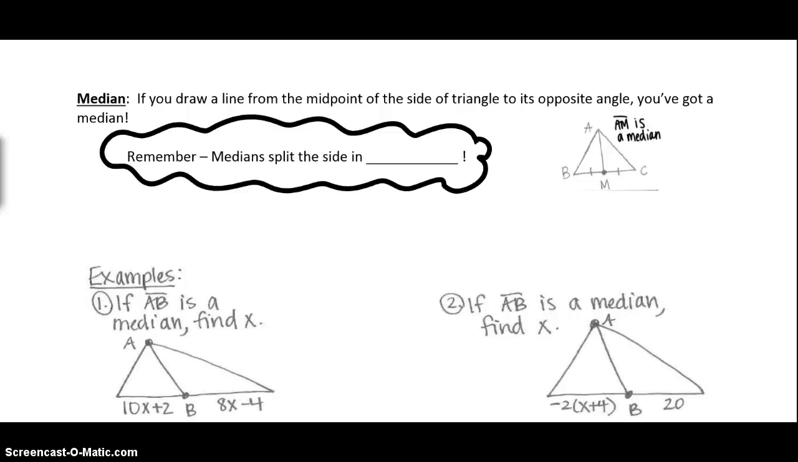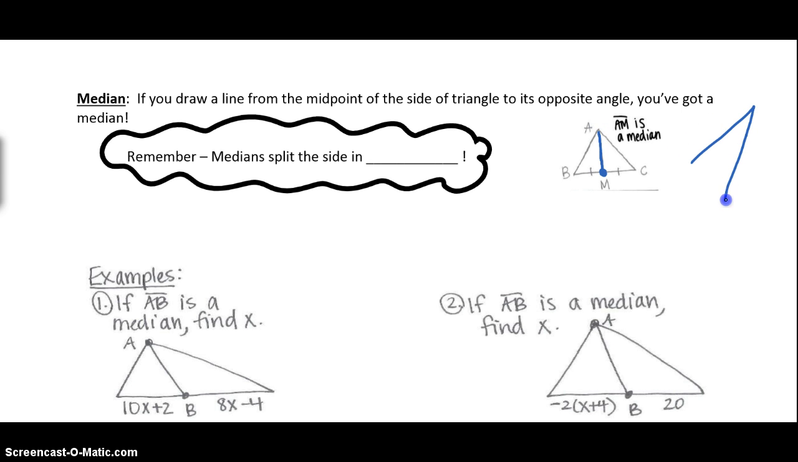Okay, so a median. What's a median? Well, if you draw a line from the midpoint of a side of a triangle to its opposite angle, you have got a median. So let's look at this picture over here to the right. If I find the midpoint of a side, notice that this little blue dot right here is my midpoint, and I draw it to the opposite angle. There's your median.